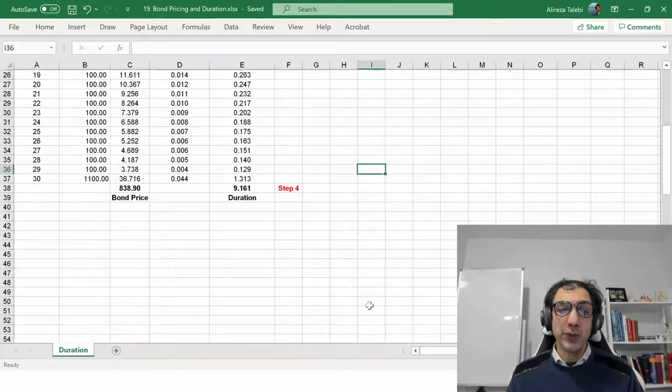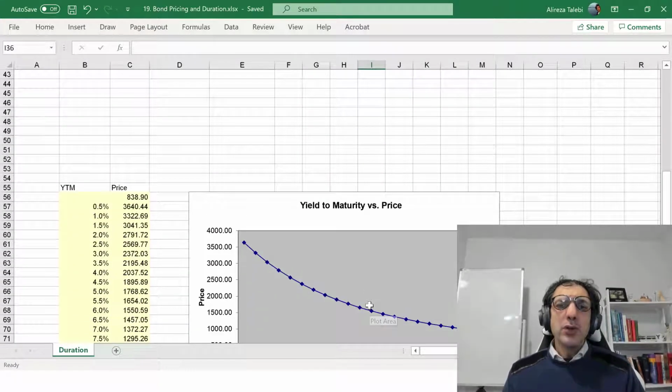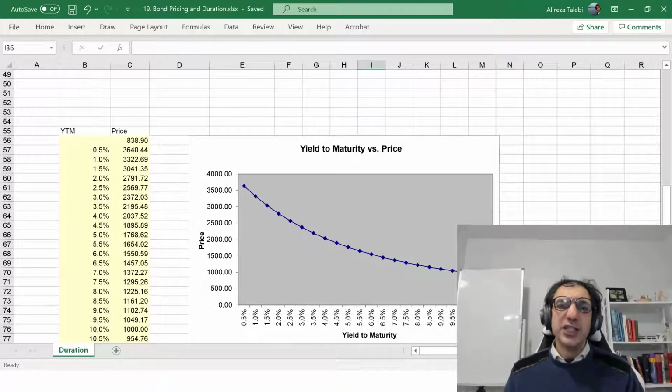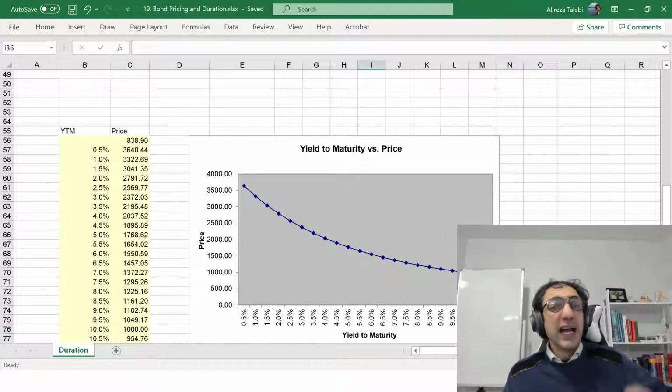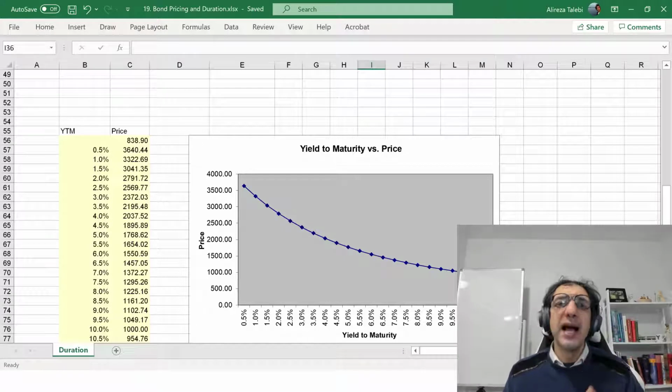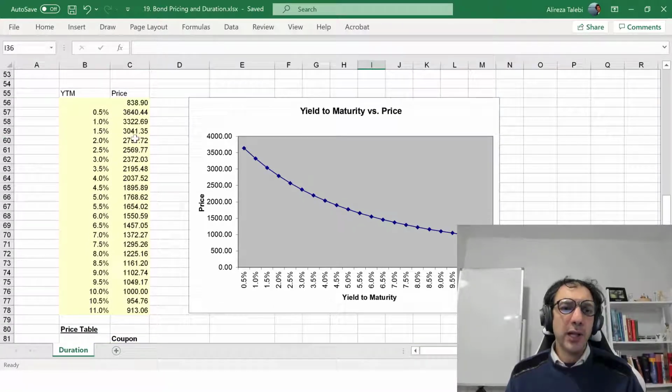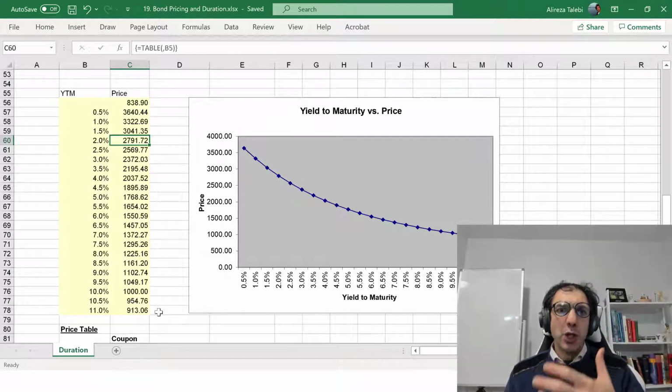I'm also going to demonstrate the relationship between the YTM and the price for the example I provided. As we learn, as the YTM is going up, as the discount rate is going up, we learn that the bond price is going down. So now you can see in this example, what was the YTM calculated? The YTM we had, it was 12%.